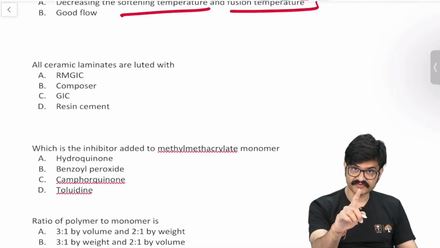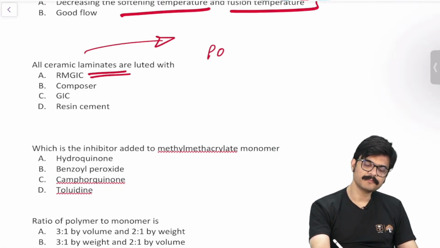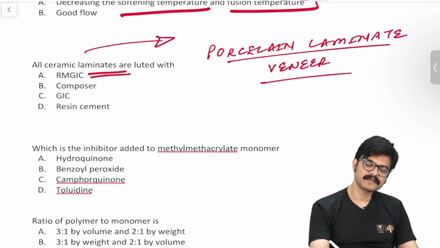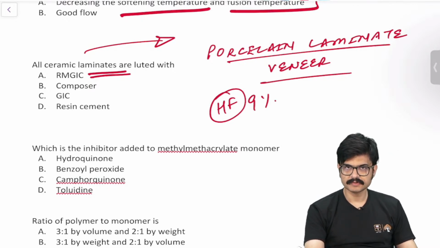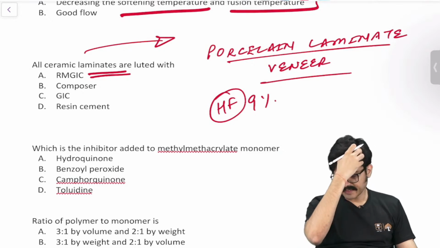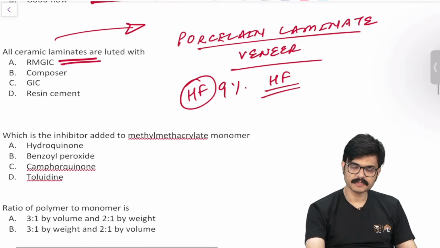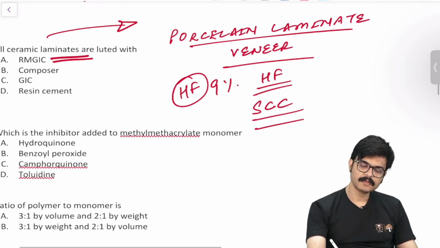All ceramic laminates are luted with? All ceramic laminates is basically PLV, porcelain laminate veneer, right? So how do you lute it? You have the laminate surface which is etched with 9 to 10% hydrofluoric acid for 60 seconds, that is 1 minute. First you etch the surface of the porcelain laminate veneer, dry it, then apply your silane coupling agent, right? That is the preparation of your laminate.